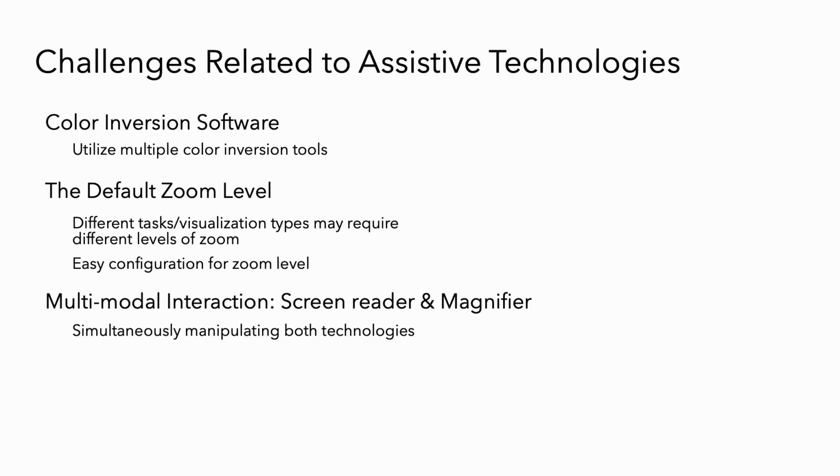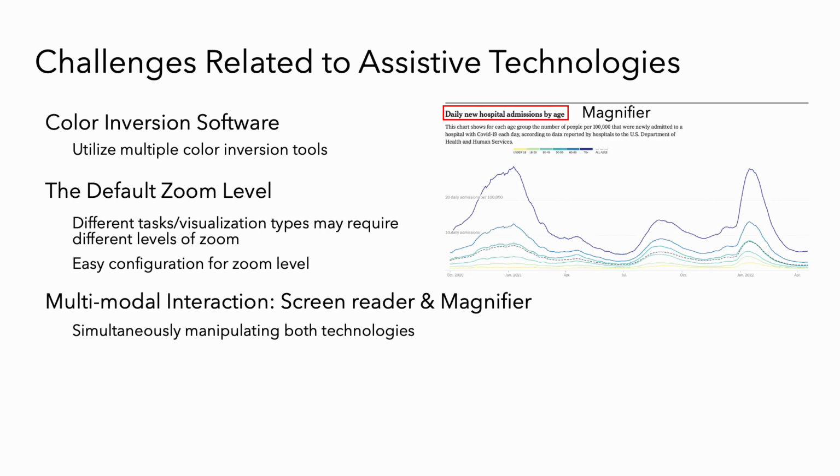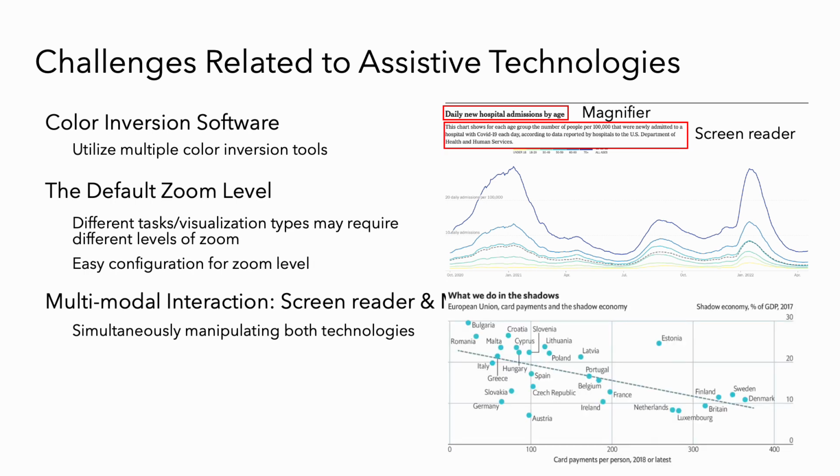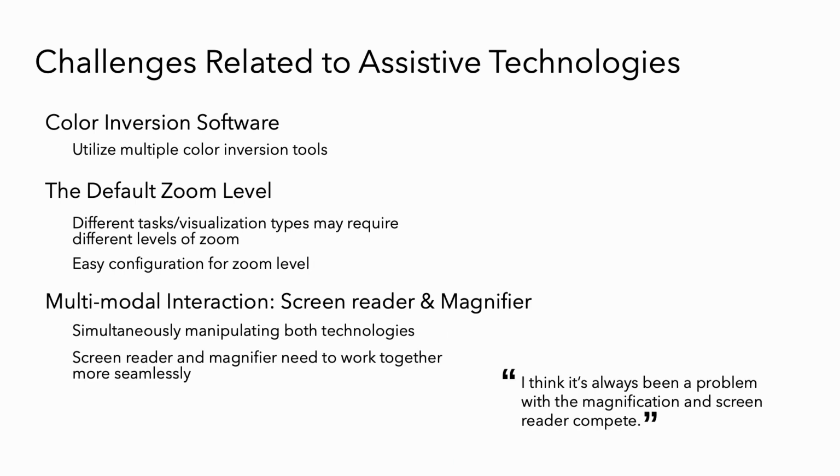Participants may simultaneously manipulate both screen reader and magnifier. For example, a participant uses a magnifier when he reads a title, which is larger in font and shorter in text, and then uses a screen reader to read the paragraph describing the visualization, which was smaller in font and longer. Similarly, when there are plenty of text labels in a visualization, participants will prefer the screen reader more than the magnifier. And thus, they expect the screen reader and magnifier to work together more seamlessly.